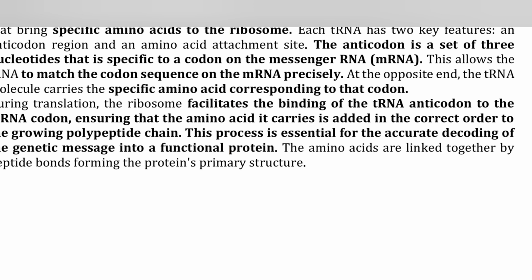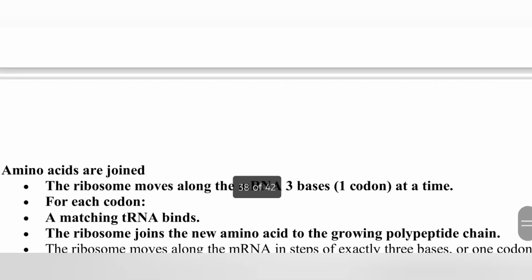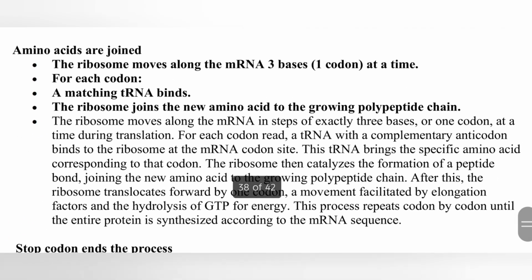So, what happens in the second step? tRNA will bring the amino acid along with it, and after reading the code, that amino acid will make a peptide bond with the already growing polypeptide chain, and as a result, there will be the formation of the protein. Now, in the third step, amino acids are joined.